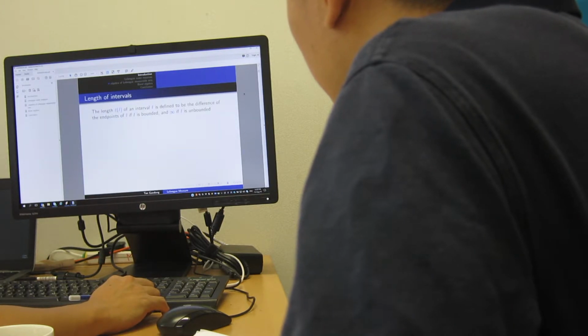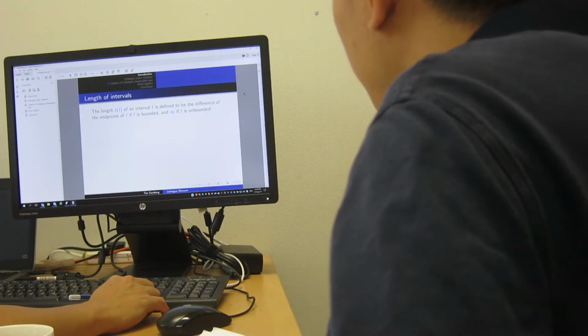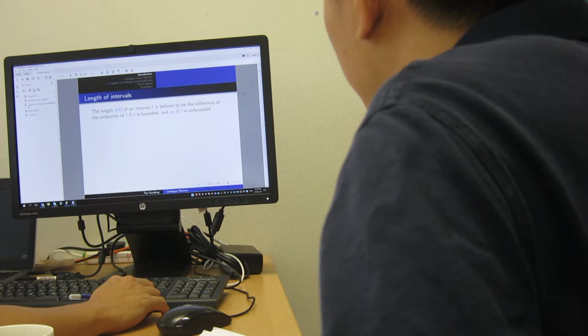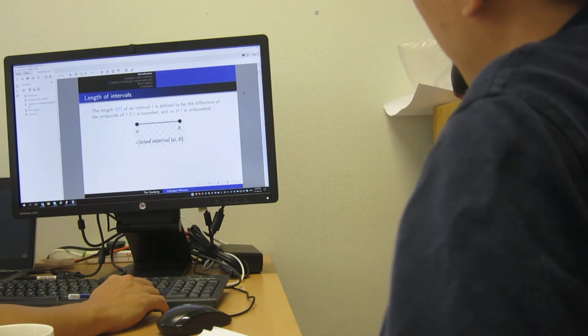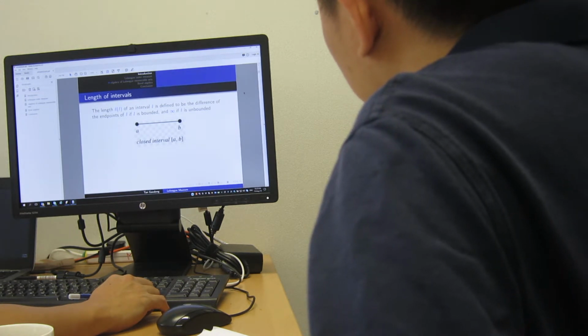Okay, regarding the topic, we begin by looking at the length of intervals. So the length L of an interval I is defined to be the difference between the endpoints of this interval if I is bounded. Otherwise, if it's not bounded, we define it to be infinity. Here is a picture of one typical example of an interval. In this picture, we show a closed bounded interval [a, b]. In this case, the length is just b minus a.